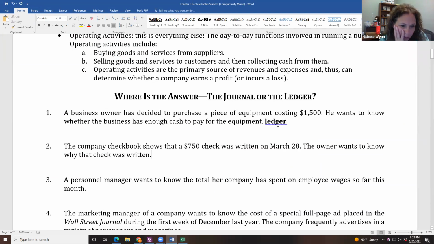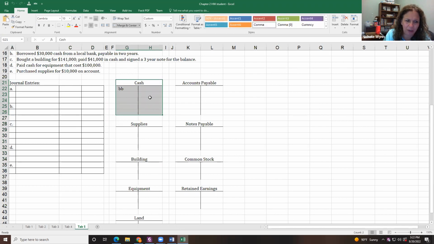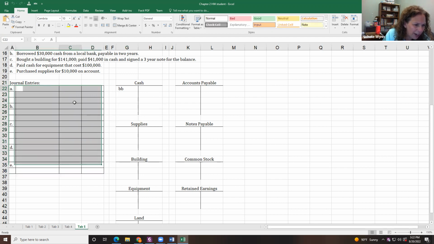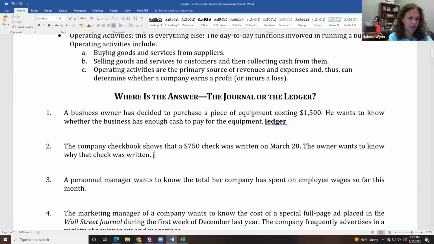Next one: the company checkbook shows that a $750 check was written on March 28th. The owner wants to know why that check was written. If we looked in the ledger, we would just see the amount 750, but we wouldn't know why. So you would need to look at the journal entries and find the one for $750. Then you'd see, okay, I paid cash $750. What did I debit? Supplies or equipment, or what was it? So the answer for this one would be journal.